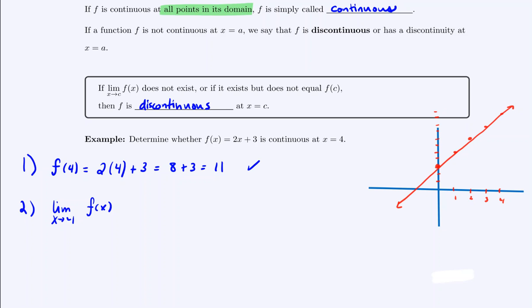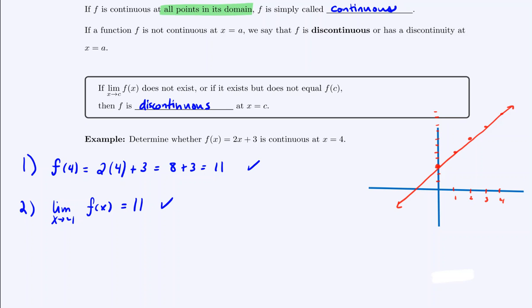Looking at this graph, we would say as our x values get closer and closer to 4 through values less than 4, we see the output values are getting closer and closer to this height, which we can find. As the input values are getting closer and closer to 4 from the right, the output values are getting closer and closer to this value. So let's find out what this value is. This is 1, 2, 3, 4, 5, 6, 7, 8, 9, 10, 11. So the limit is the function values approach 11 as the input values approach 4.